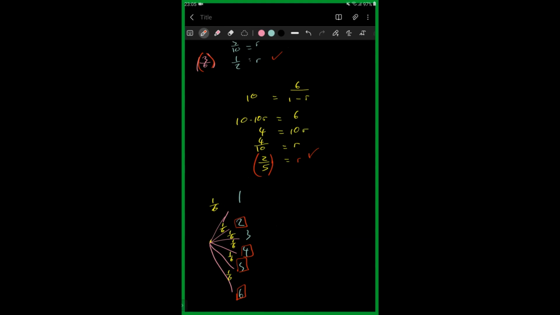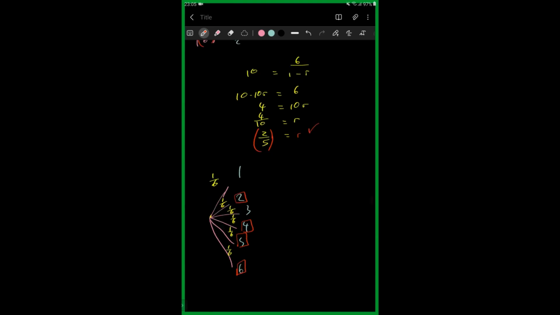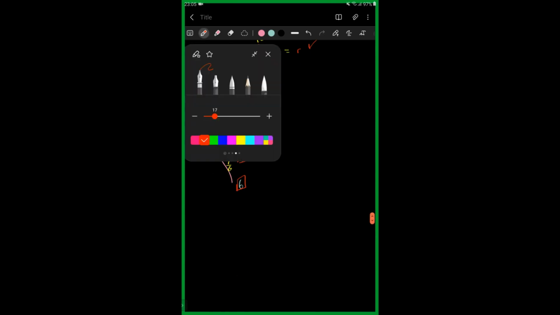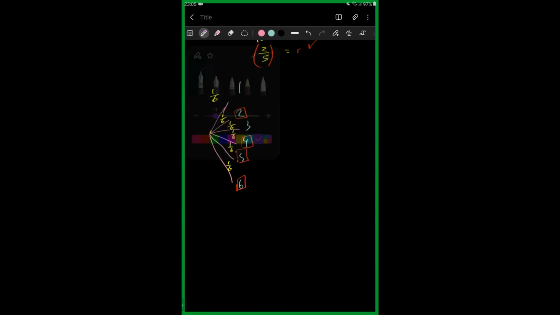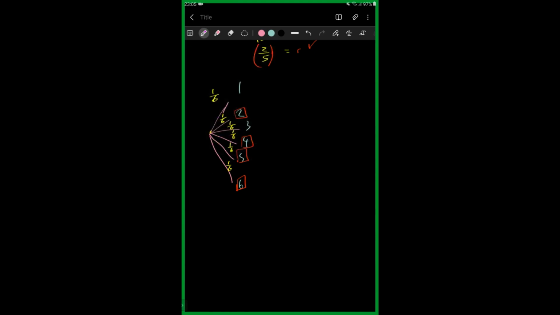Because the combinations of our value of r, there are just so many. Because you can have 1 over 1, 2, 3, 4, 5, until 6. And then you can have 2 over 1, 2, 3, 4, 5, 6. Then you can have 3 over 1, 2, 3, 4, 5, 6. The combinations are so many. But let's just see how many combinations we can actually have for our value of r.